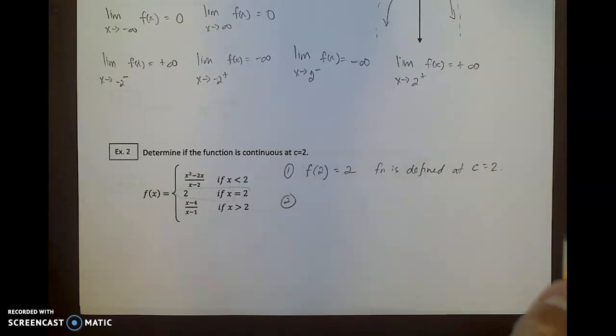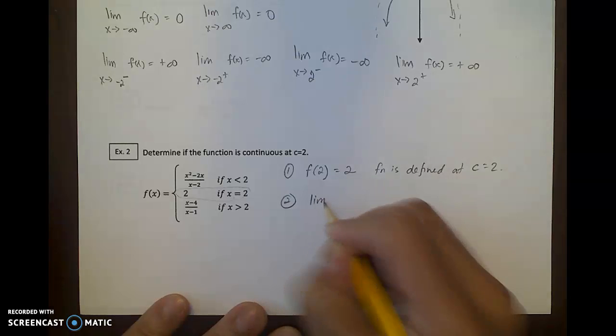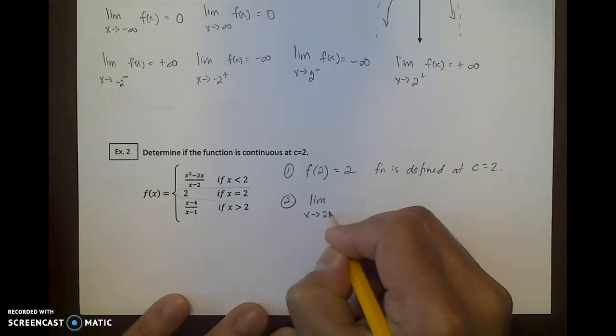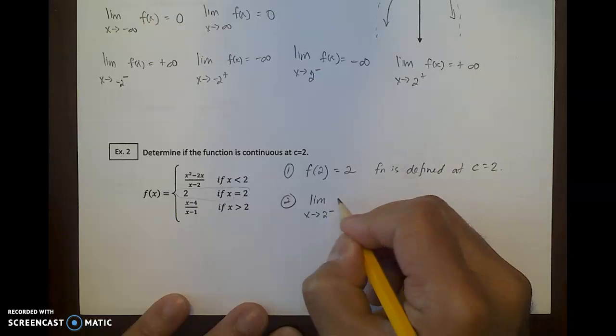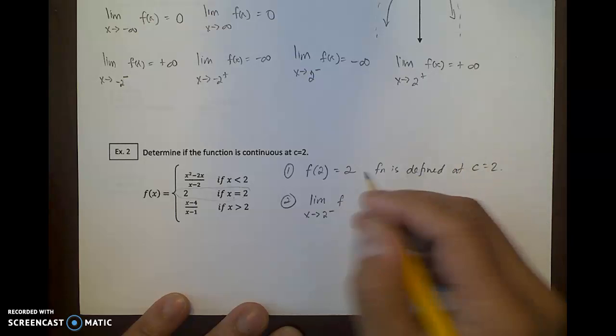The second requirement is that the function has a limit from the left and from the right of that c value. So we want to find the limit as x approaches 2 from the left. We want to see what happens when coming in from 2 on the left.